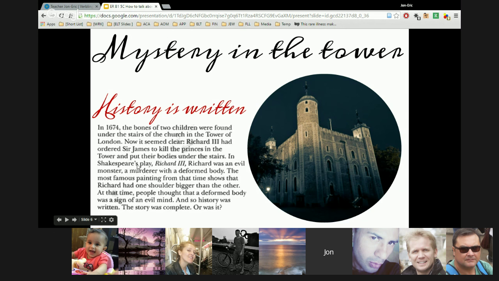In Shakespeare's play, Richard III, Richard was an evil monster with a deformed body. The most famous painting from that time shows that Richard had one shoulder bigger than the other. At that time, people thought that a deformed body was a sign of an evil mind, and so history was written. The story was complete, or was it?